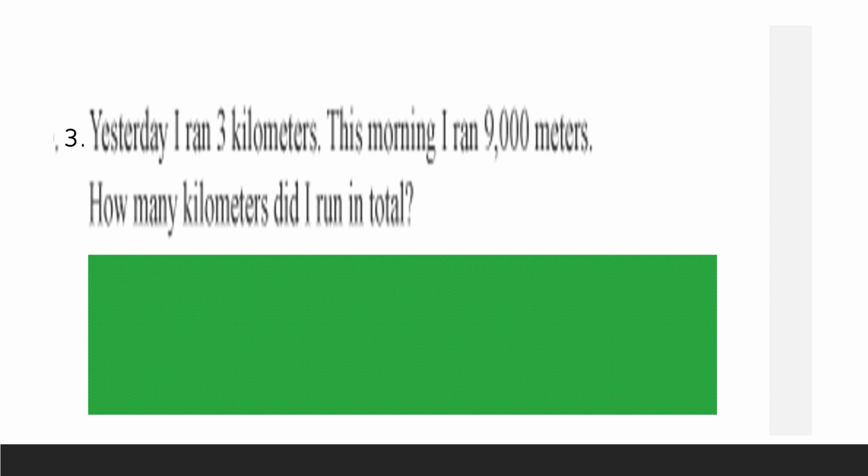Yesterday I ran 3 kilometers. It is given in kilometers here. But this morning I ran 9,000 meters. Now here it is given in meters. And the question is asking in kilometers. How many kilometers did I run? So what you will do, you will convert meters into kilometer first.